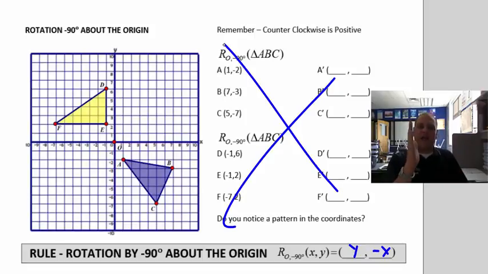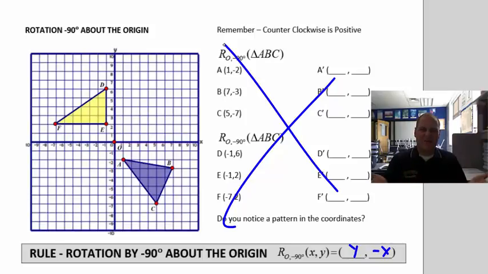A -90 is just going 90 clockwise. That's the same as going 270 counterclockwise, because 360 is all the way around, right? If you're pointing straight up, 270 is going to go like that to the right. And if you're going straight up and you do negative 90, that's clockwise, that's also going to go to the right. So negative 90 goes to the right, and 270 goes all the way around and goes to the right. So a 270 is the same as a negative 90. It's going to have the exact same rules.